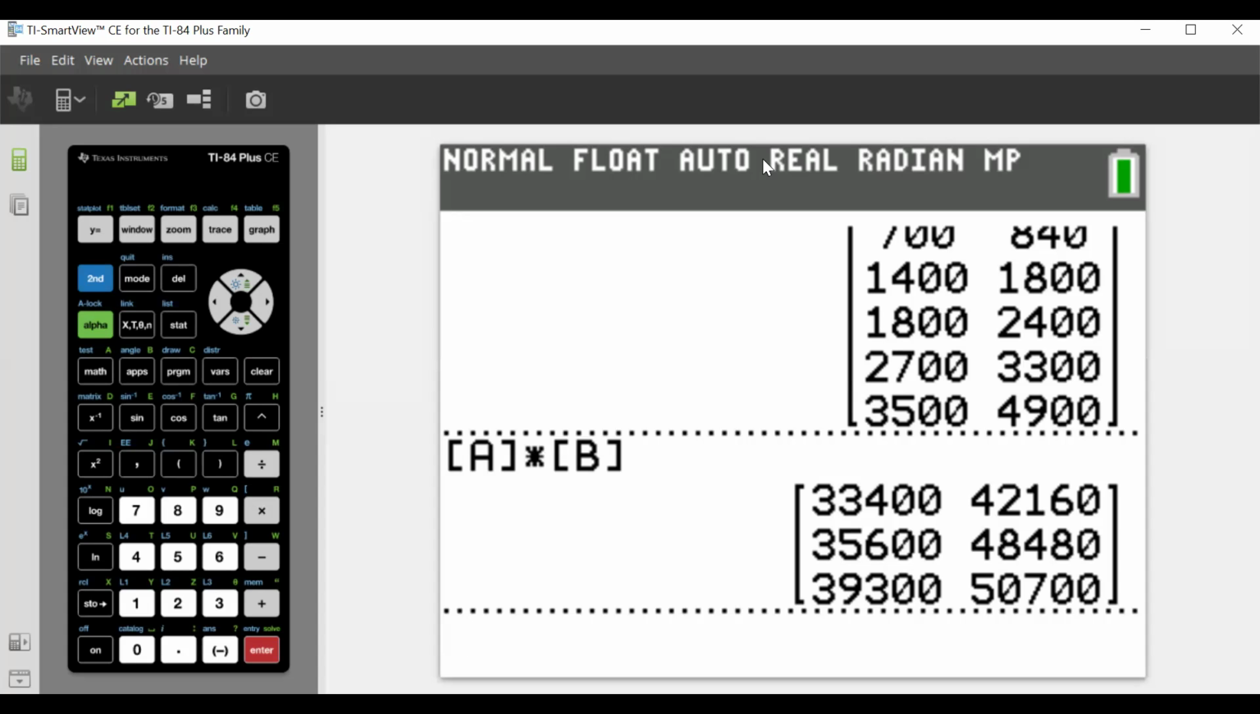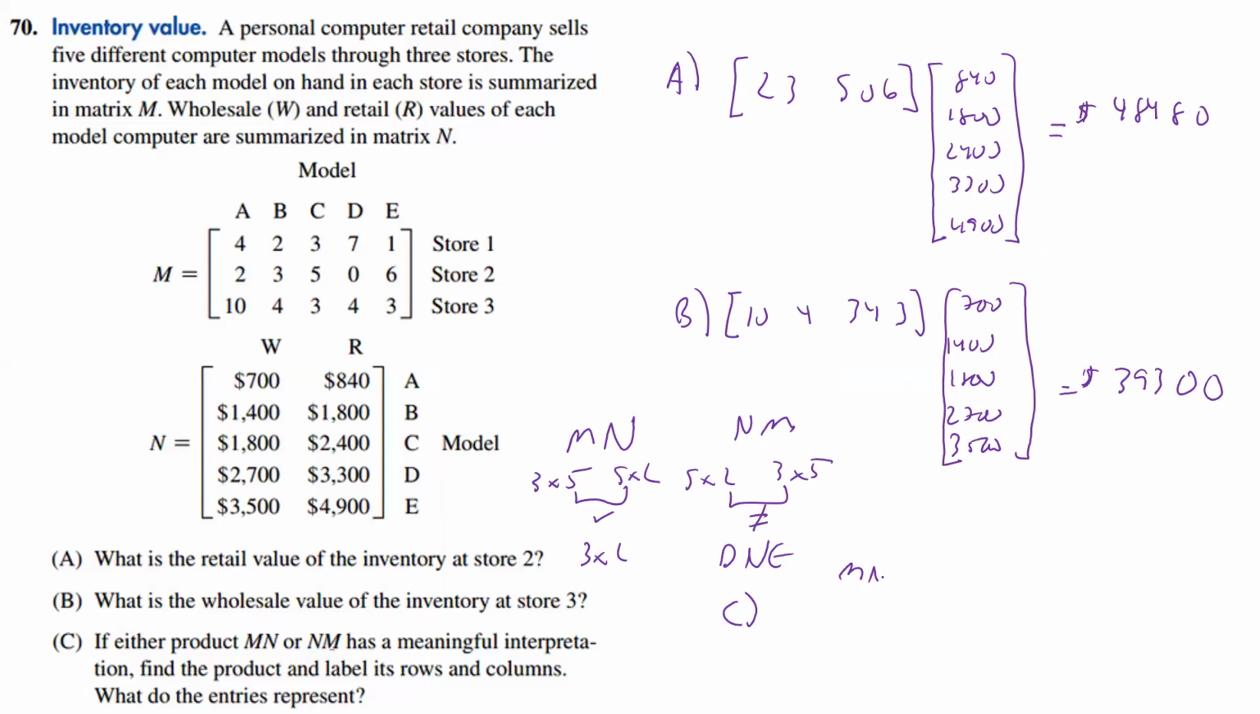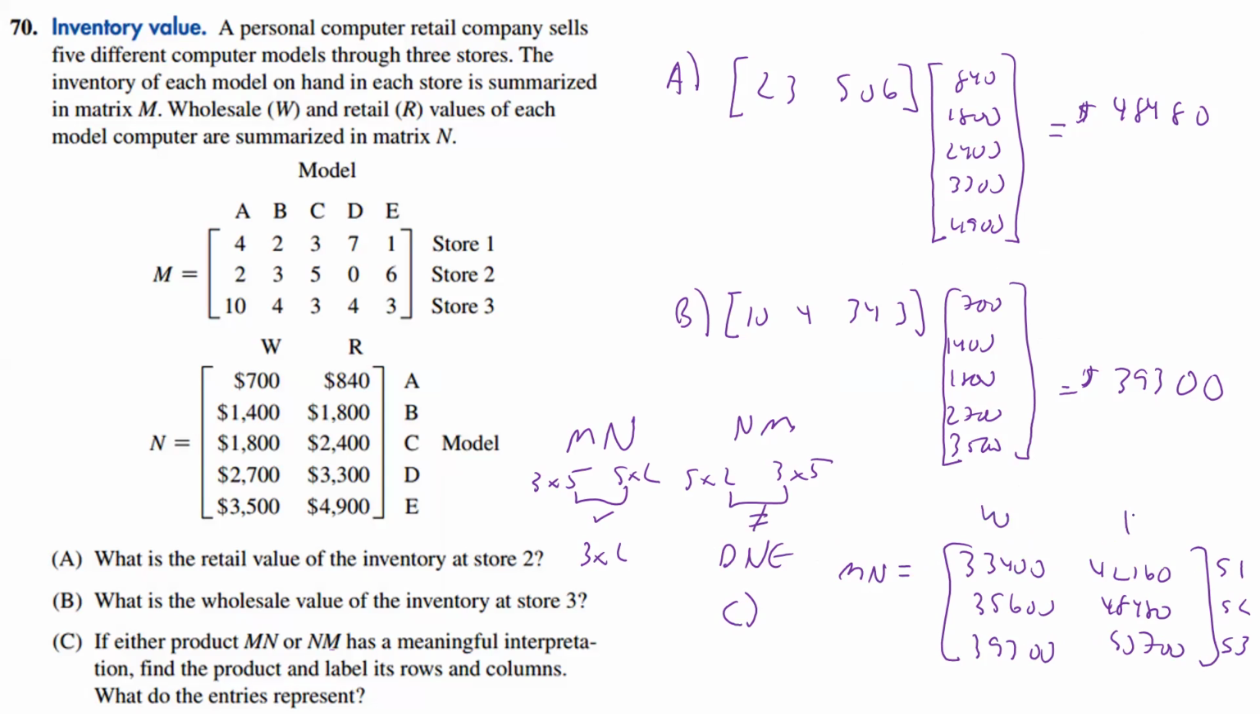And so if we go back over to our table over here, we're going to get MN is equal to, and we had 33,400, 42,160, then we had 35,600, and then we had 48,480, and then we had 39,300 and 5,700. And again, these are going to be store 1, store 2, store 3, and this is going to be our wholesale, and this is going to be our retail. And so wholesale for store 1, again, that's going to be the number of dollars. Store 1, retail. Store 2, wholesale.